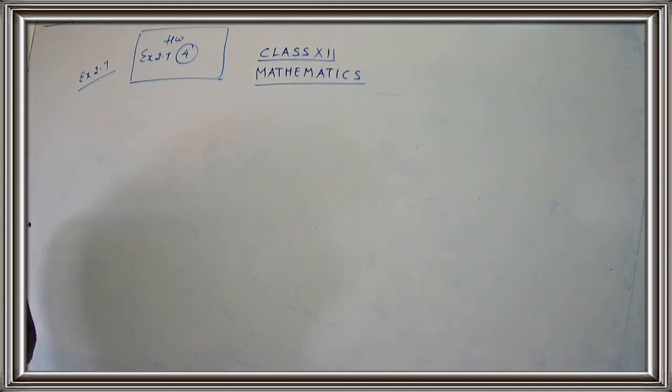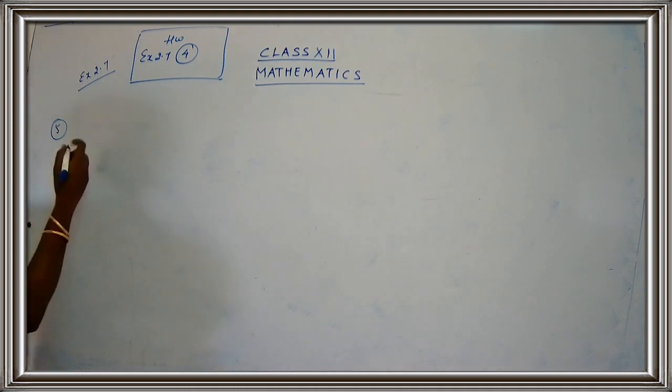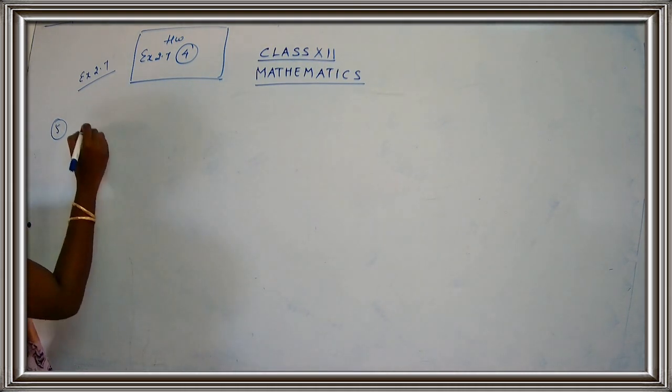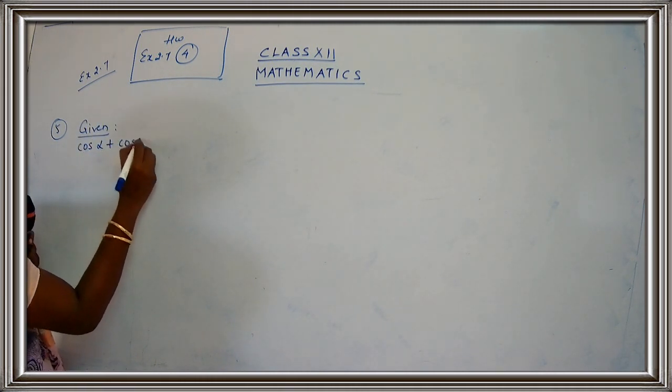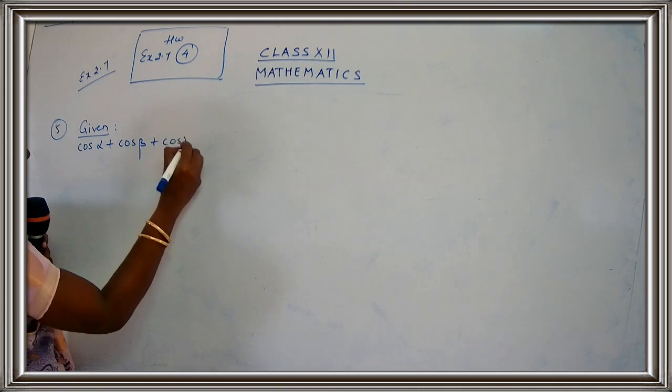Okay, let's go for sum number 5. So I'm going to write down the given part first of all. So what was given to us? Cos alpha plus cos beta plus cos gamma is equal to sin alpha plus sin beta plus sin gamma is equal to 0. So both the values are 0. So I'm just going to write it this way. So write down, given: cos alpha plus cos beta plus cos gamma is equal to 0.